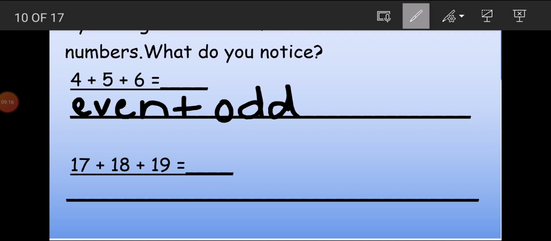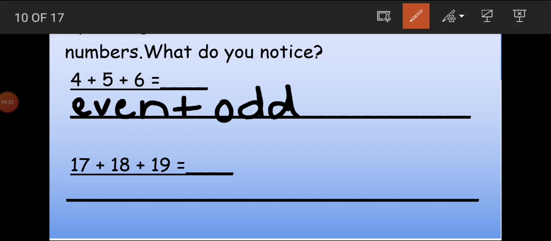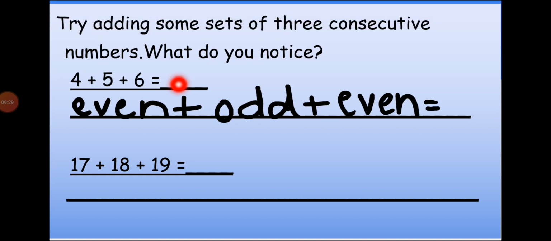First we get the even number, then we are adding even and odd. Now look at the third number, 6. 6 is also an even number. Why is 6 even? Because it's a multiple of 2. So now we have even, odd and even, and we'll check whether the answer is even or odd. We will check it by adding the numbers.